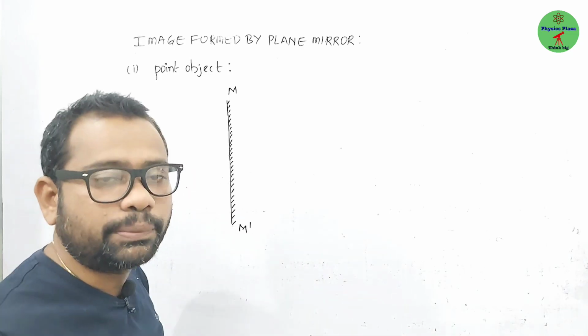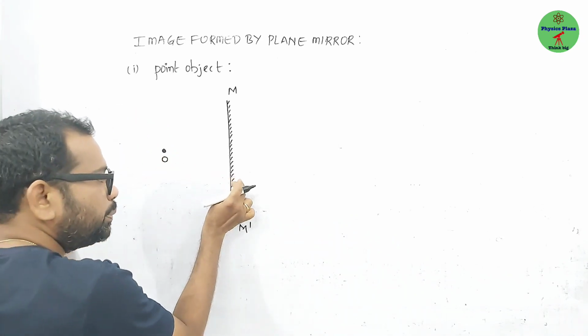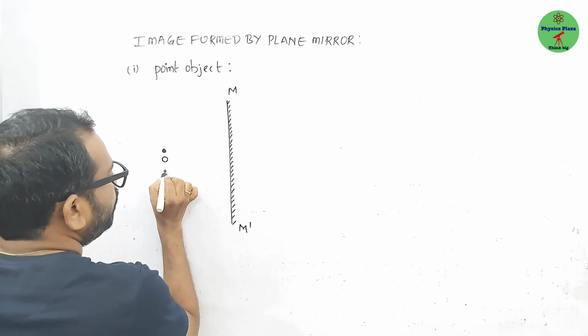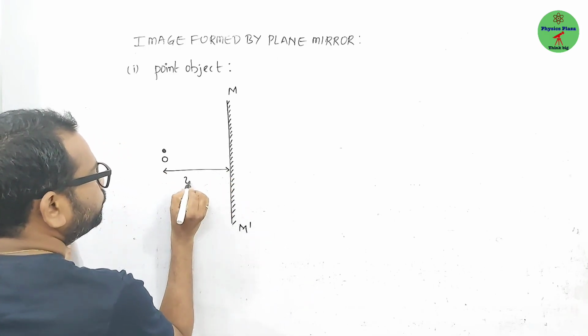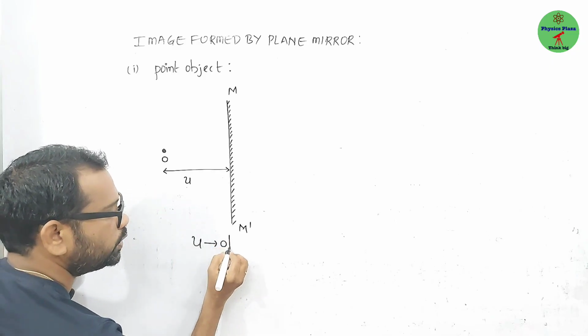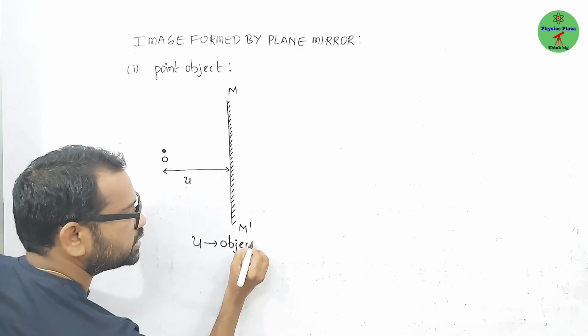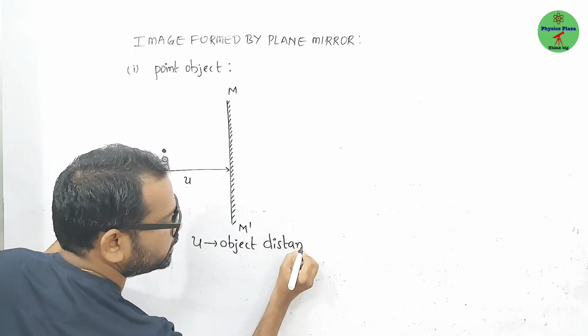Here some terms are very important. The distance between the mirror and the object is called the object distance, and we will represent it with the letter U. So let me write here. Dear children, what is U here? U is called the object distance.